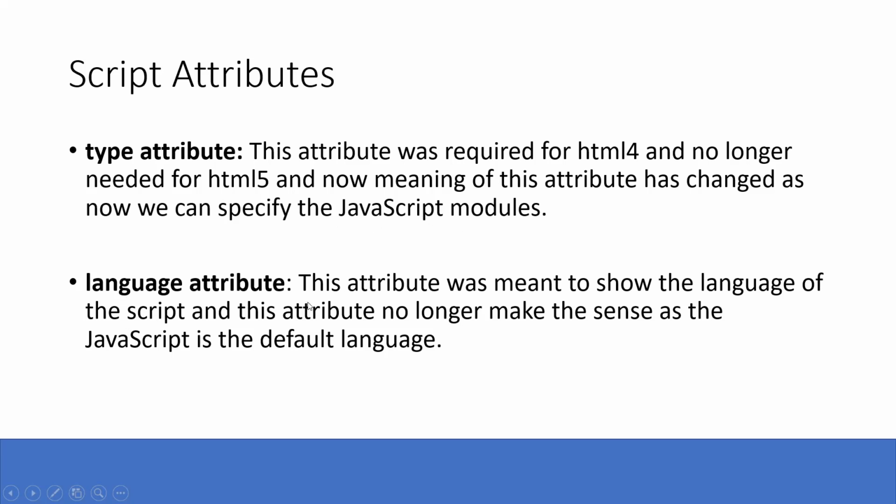The language attribute. This attribute was meant to show the language of the script, and this attribute no longer makes sense as JavaScript is the default language. Whatever script you are writing inside the script tag, the language attribute specifies the language inside the script. But by default, right now we are writing only JavaScript, so we no longer need it. So we can omit both the attributes, type and language. It is better to know about these, but they are no longer used.